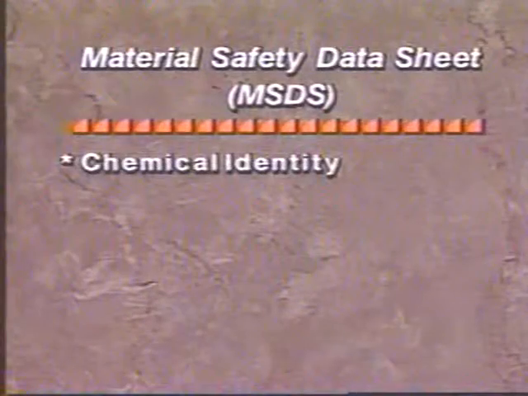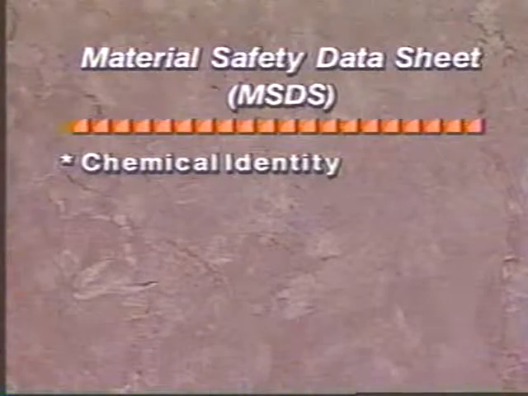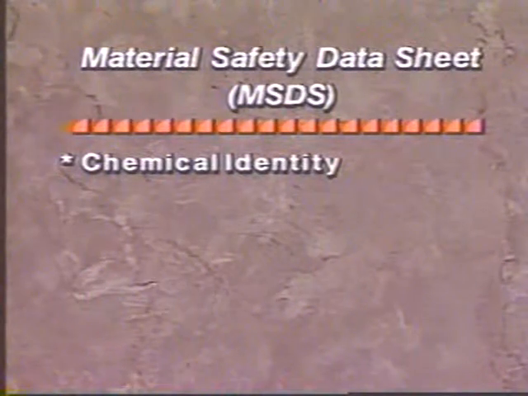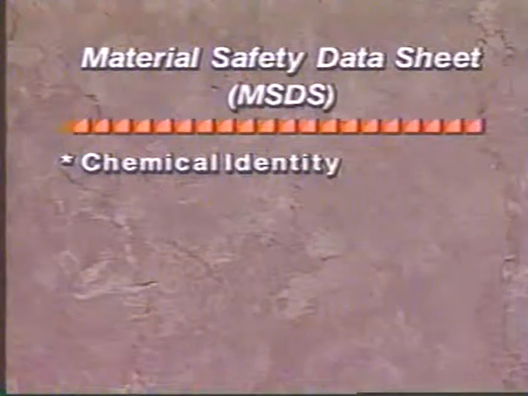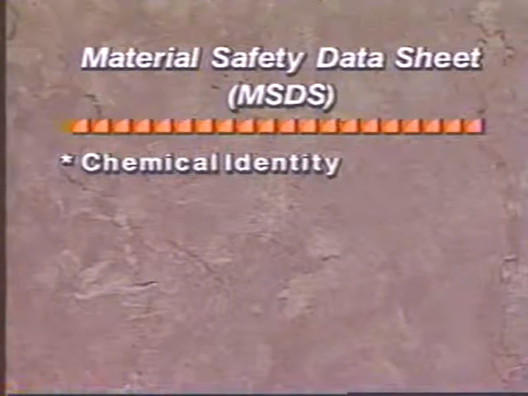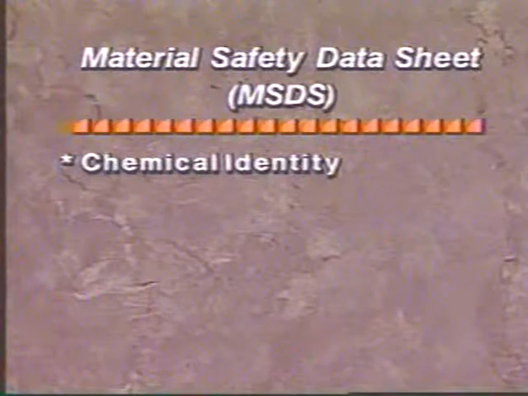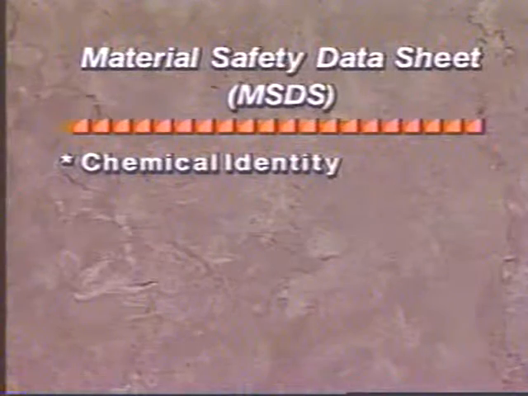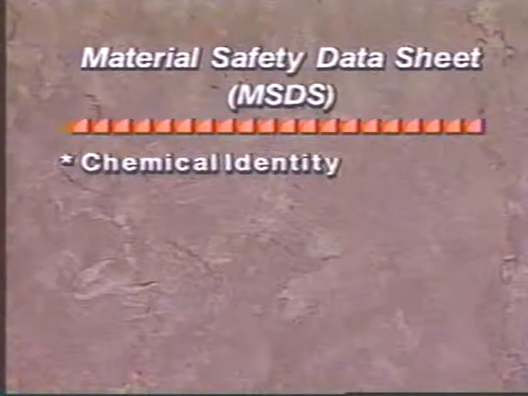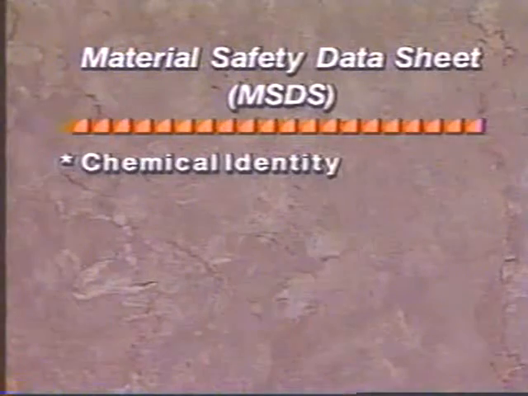OSHA specifies the information to be included on an MSDS, but the format can vary from data sheet to data sheet. The MSDS must be in English and contain at least all the following information. Section 1 will have the chemical identity. This section will identify the manufacturer and their address. Also, it will contain emergency and technical phone numbers. The chemical and common name of that product will also be provided in this section. You also may be able to find cross-references on the label.